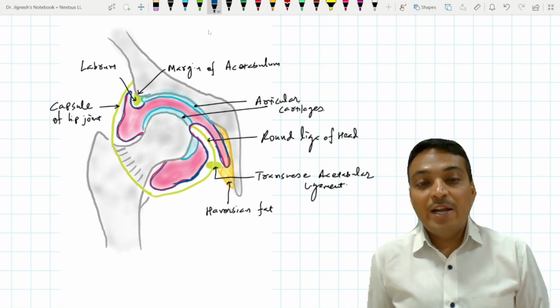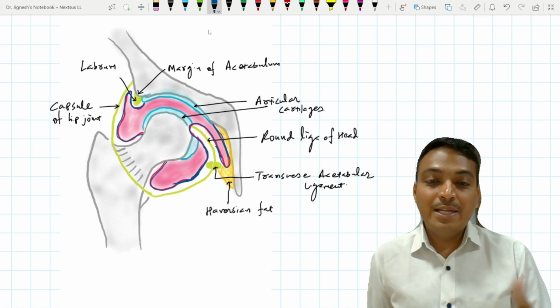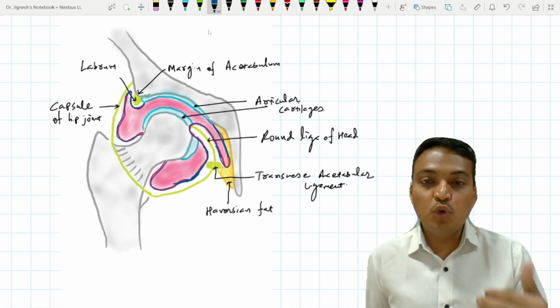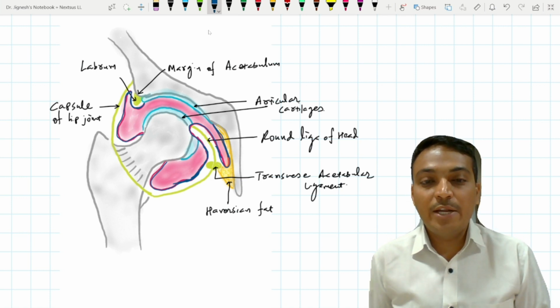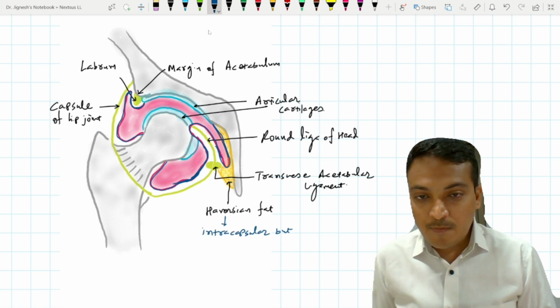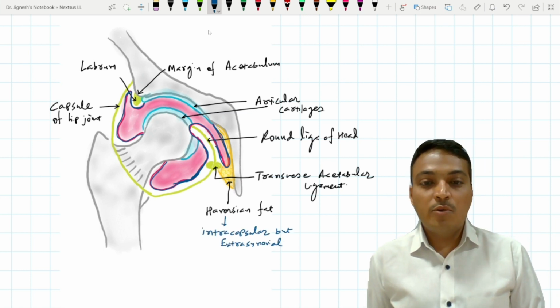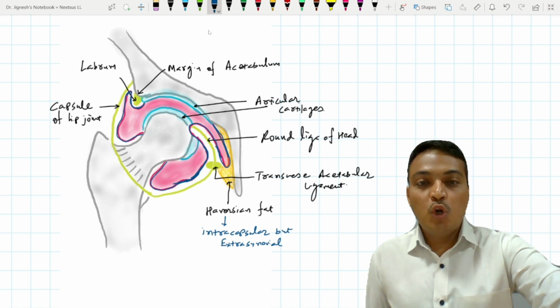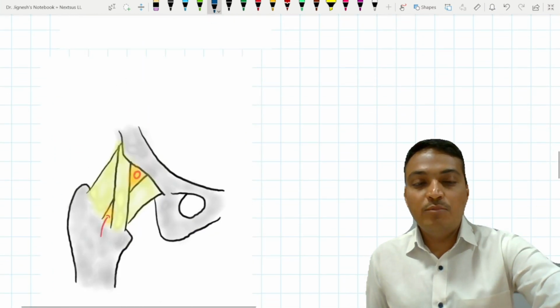So the Haversian fat is intracapsular, but it is extrasynovial. While this round ligament of the head of the femur is also intracapsular but extrasynovial. So this is all about the synovial membrane of the hip joint. Now let's move on to the other ligaments of the hip joint.